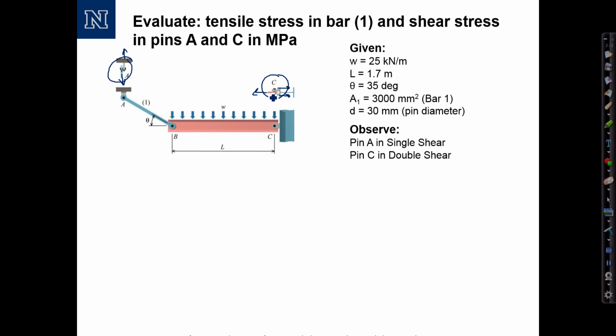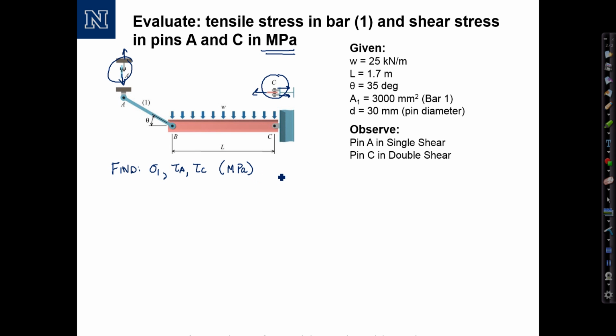Okay, so what we're asked to do is evaluate the tensile stress in bar 1 and the shear stress in pins A and C, and for now we specify that we want these stresses in units of megapascals. To summarize, we're asked to find the tensile stress in bar 1, which I'm going to call sigma 1, the shear stress in pin A, which I'm going to call tau A, and the shear stress in pin C, which I'm going to call tau C, all in megapascals.